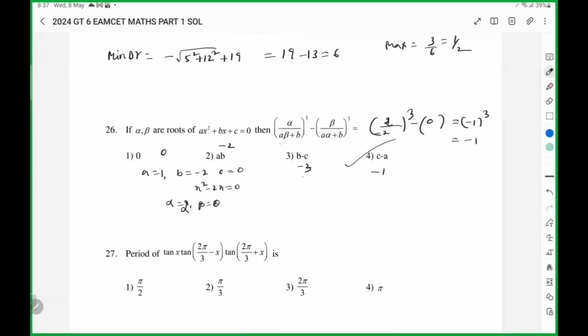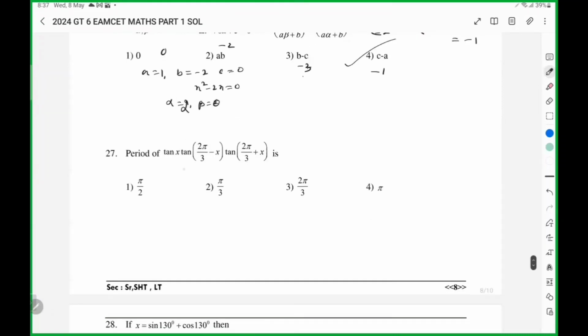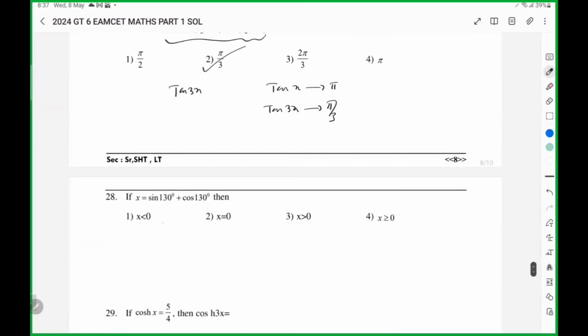Alpha is 2, b is minus 2, minus 1. Right. Here it is tan 3x. Tan x period is pi. Tan 3x period will be pi by 3. Second option is correct.